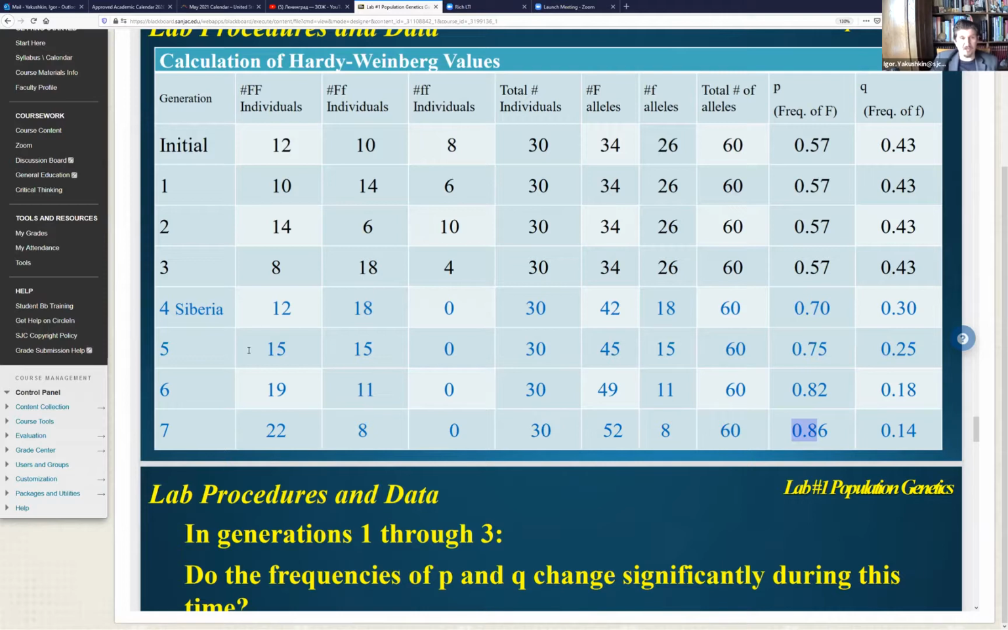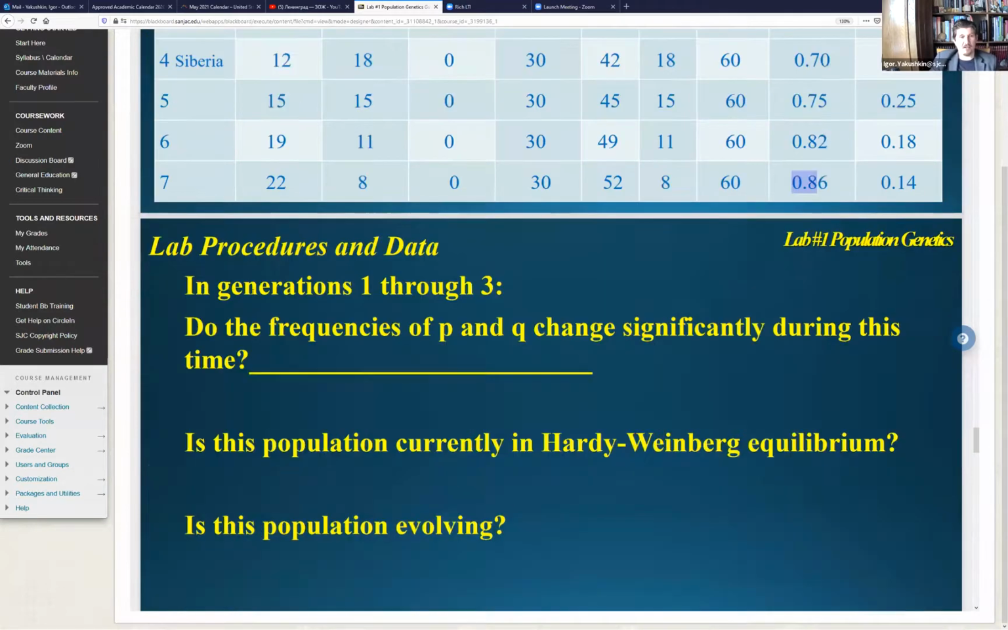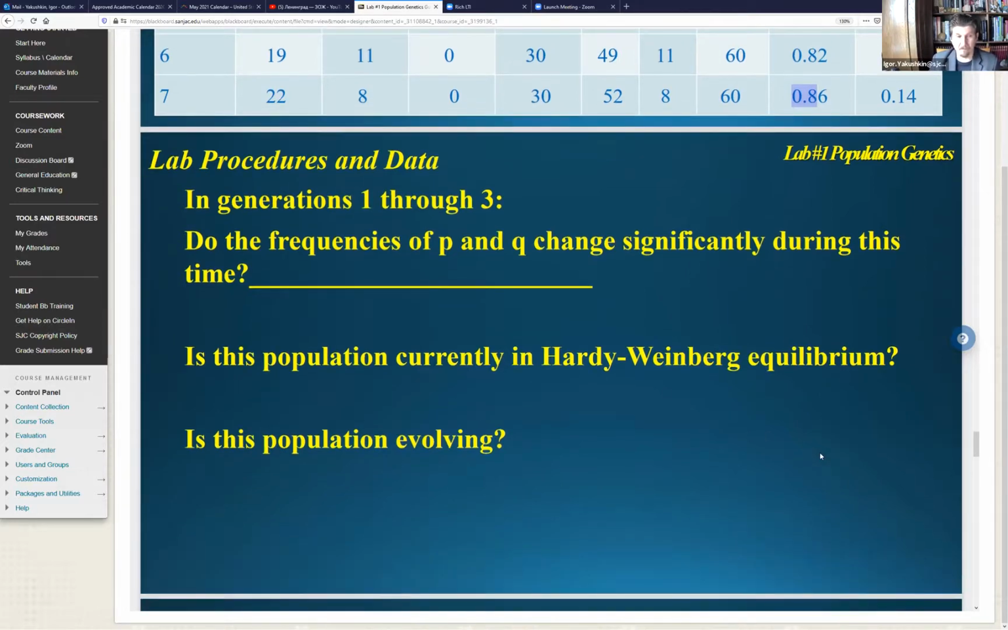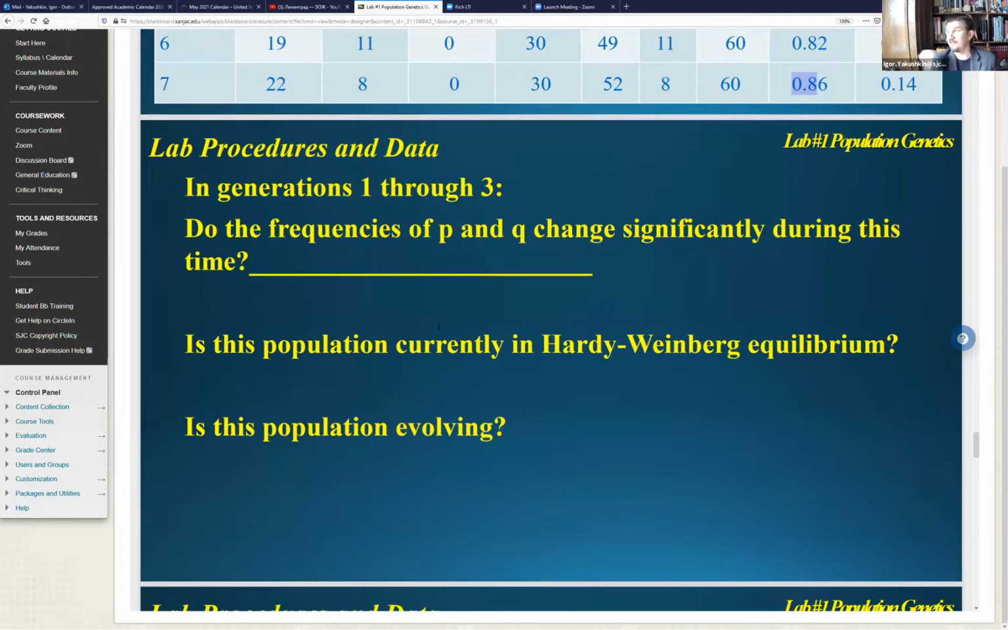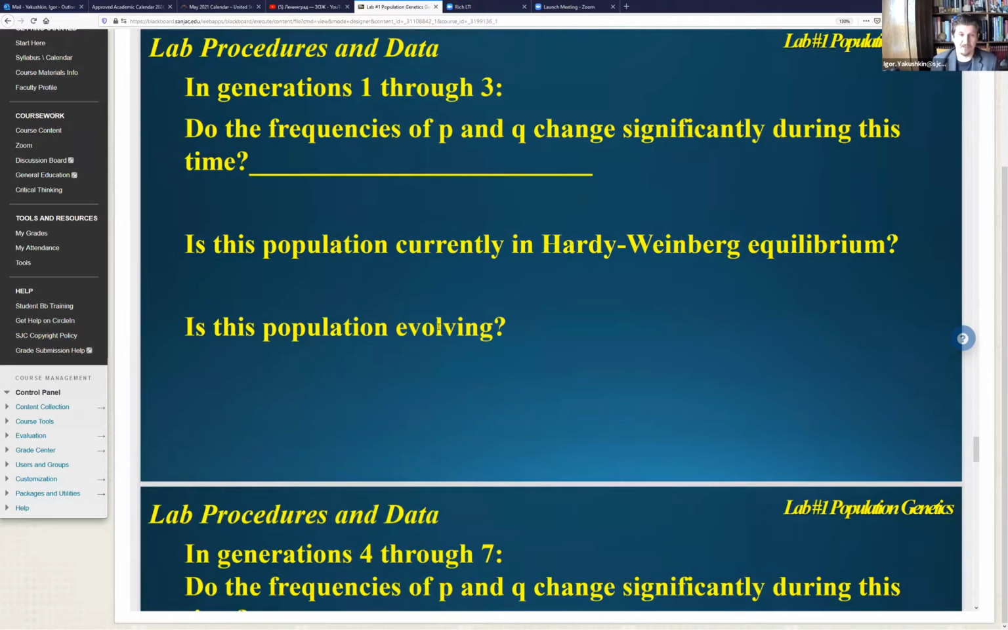So lab procedure: how do the frequencies in generations 1 through 3, how do P and Q change significantly during this time? Significantly means more than 5% or 0.05. Did they? No, they did not. Meaning the population is in equilibrium. If it's in equilibrium, there is no evolution. Evolution is change in genetic frequencies. No change in genetic frequencies, no evolution. Ta-da!